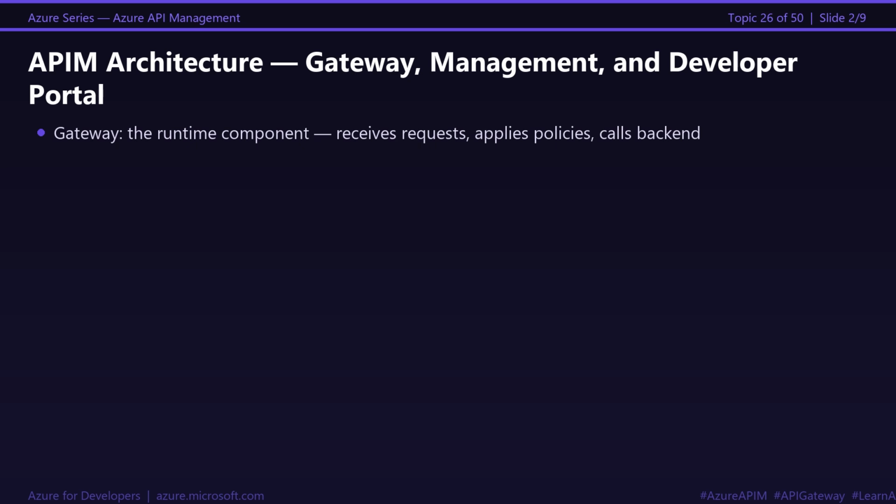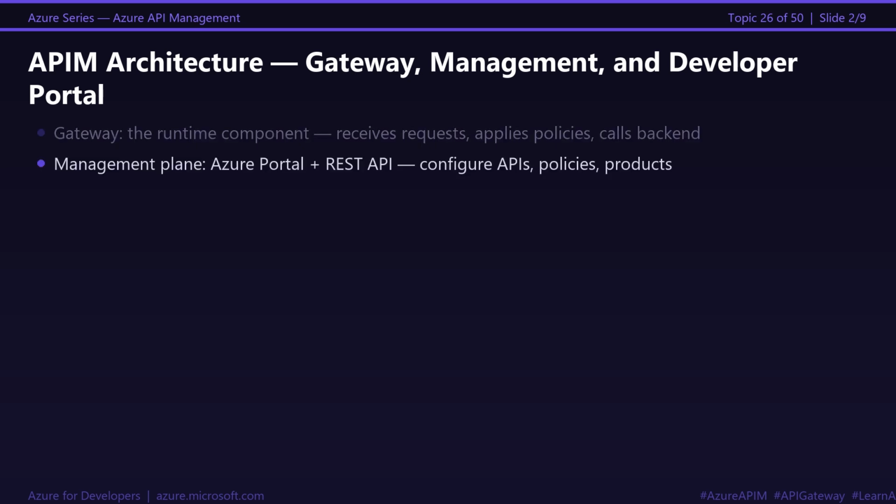The developer portal is the self-service face of your APIs. It is auto-generated from your API definitions. Developers browse your APIs, read documentation, test endpoints, and request access keys. All without bothering your team.